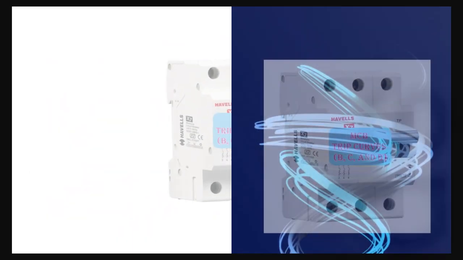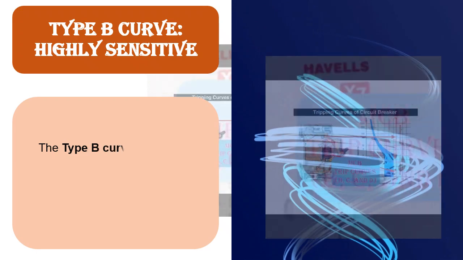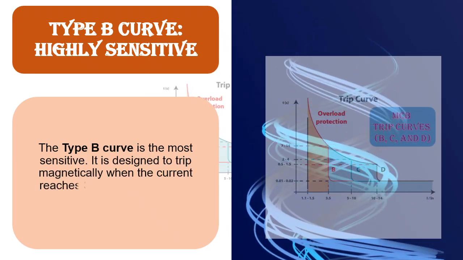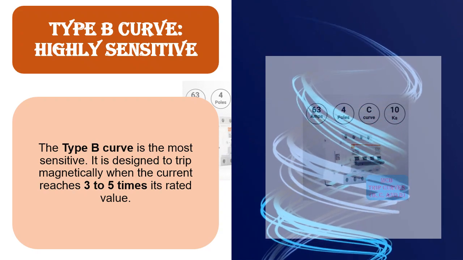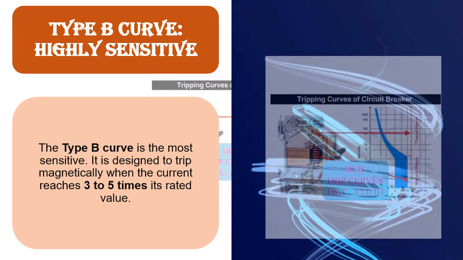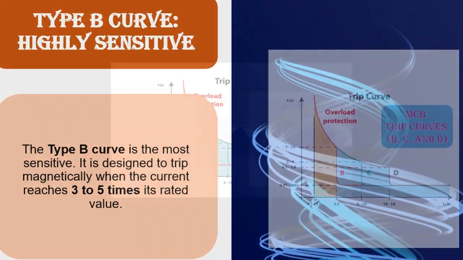Type B curve, highly sensitive. The type B curve is the most sensitive. It is designed to trip magnetically when the current reaches 3 to 5 times its rated value. Type B application, resistive loads.